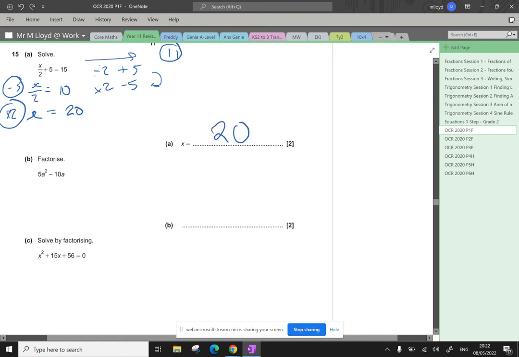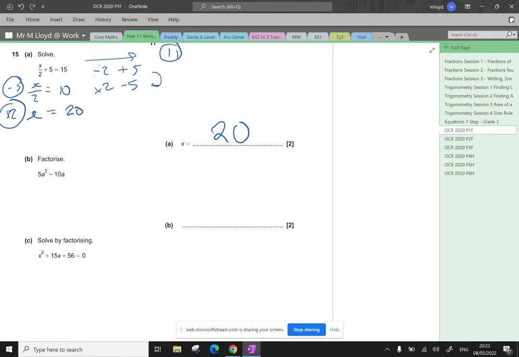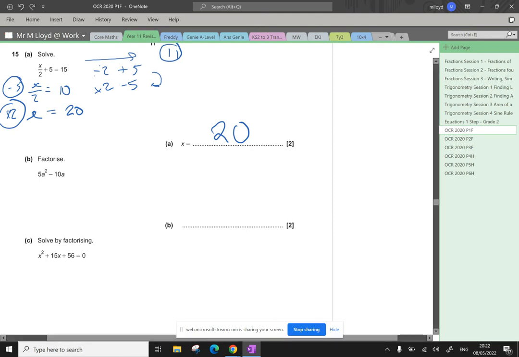Okay, factorize. So what is the highest thing that we can divide both of these two terms by? Starting with the numbers, we've got 5 and 10. In fact, I saw a really nice way of doing it with bubbles, but I'm not going to do that because I don't want to mess it up. So we've got 5 that can come out of both terms. 5 divided by 5 is 1, 10 divided by 5 is 2.